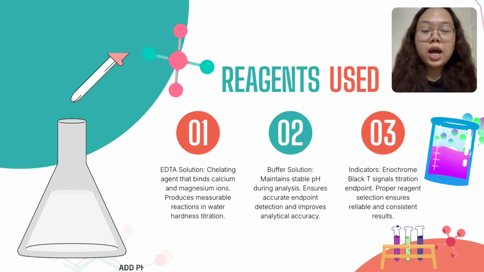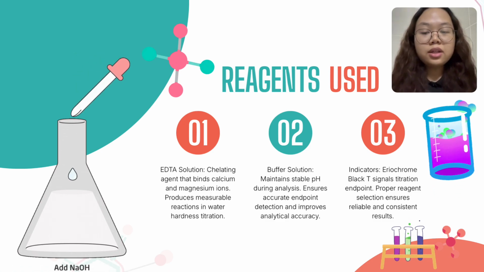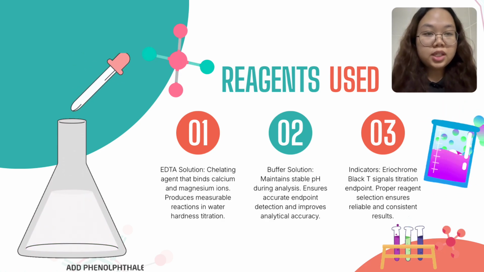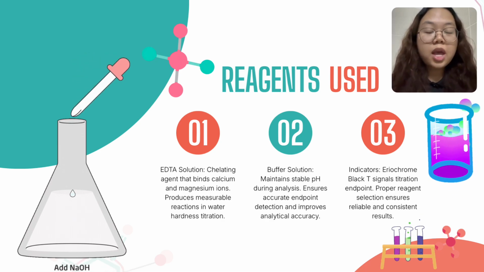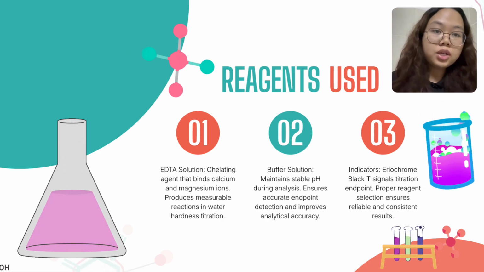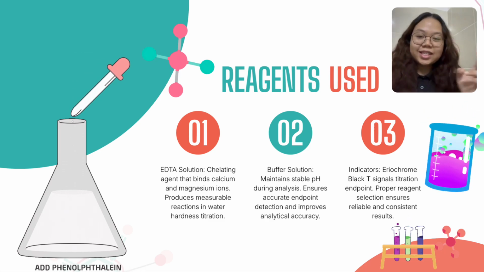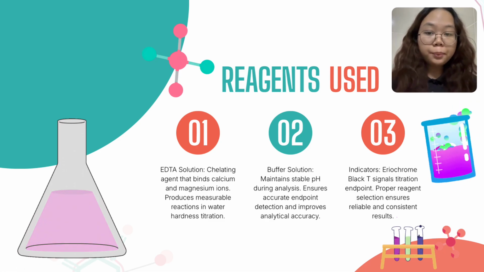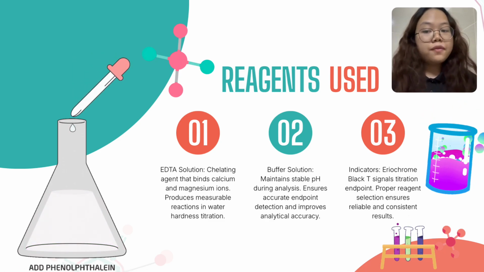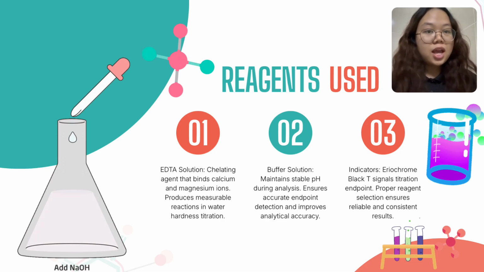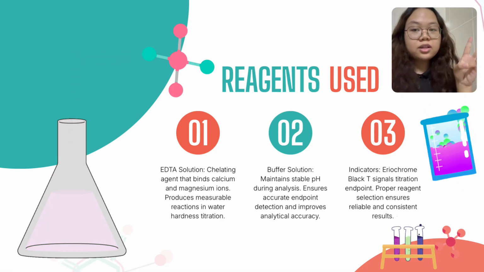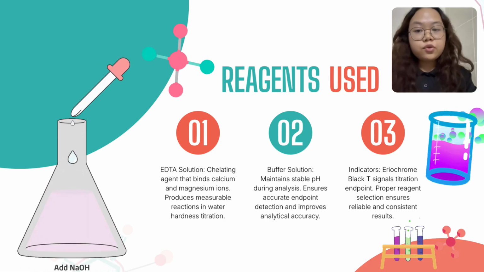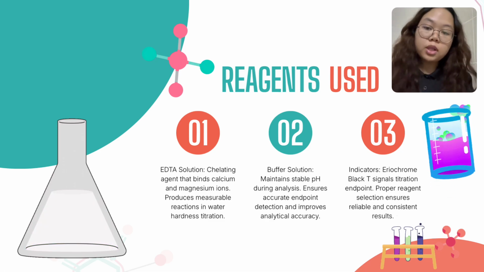The first reagent used to analyze water is ethylenediaminetetraacetic acid solution, EDTA. This is a chelating agent that binds calcium and magnesium ions to produce measurable reactions in water hardness titration. The second reagent is buffer solution. Buffer solution helps maintain pH stability and ensures the endpoint detection is accurate. Other than that, buffer solution also improves analytical accuracy in water analysis. Third, the indicator known as Eriochrome Black T signals the titration endpoint. This reagent ensures proper reagent selection to get more reliable and consistent results.